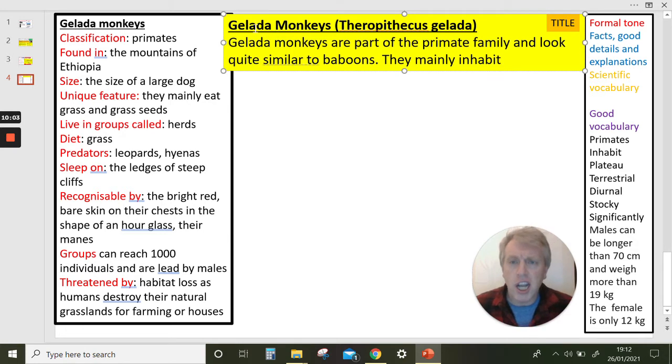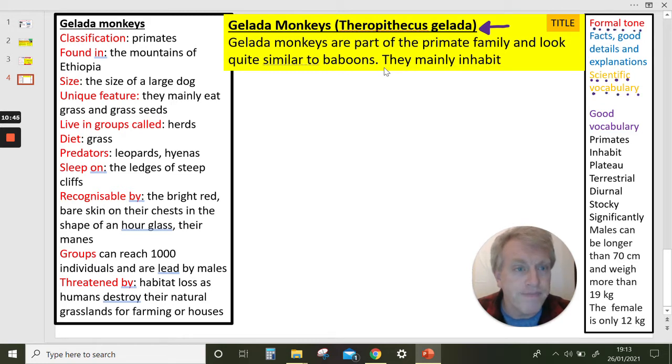I've put Gelada monkeys. And now look, I've done something that scientists do. I've used the Latin name. Now that's starting to sound more formal, more scientific. Gelada monkeys, Theropithecus gelada. That's telling me I'm reading something scientific. Now, Gelada monkeys are part of the primate family. Yes, now look, I'm using scientific vocabulary. I'm using a formal tone. I'm using good vocabulary like primates. Gelada monkeys are part of the primate family and look quite similar to baboons.